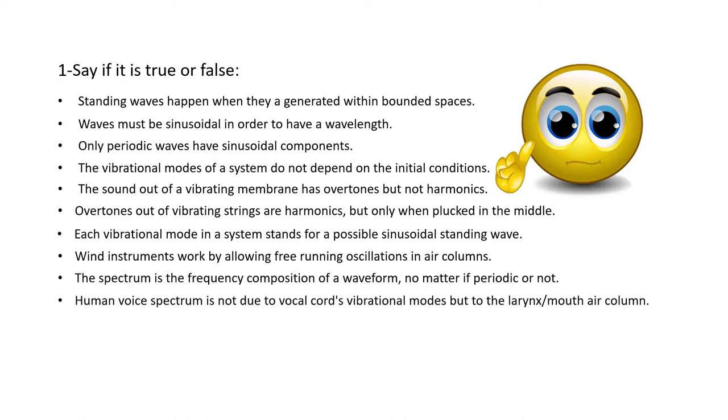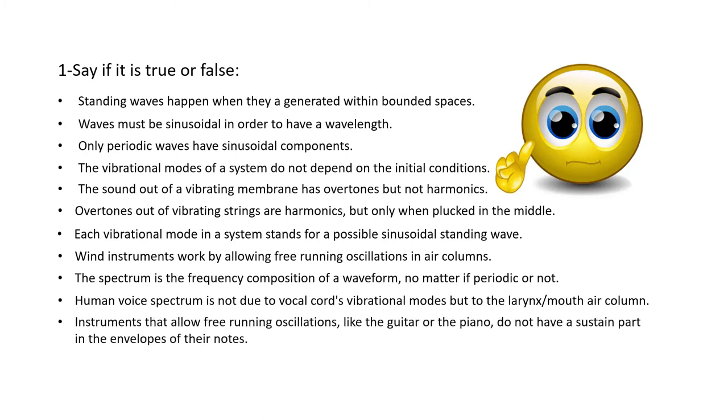Human voice spectrum is not due to vocal cord vibrational modes, but to the larynx-mouth air column. Instruments that allow free-running oscillations, like the guitar or the piano, do not have a sustained part in their envelopes of their notes.